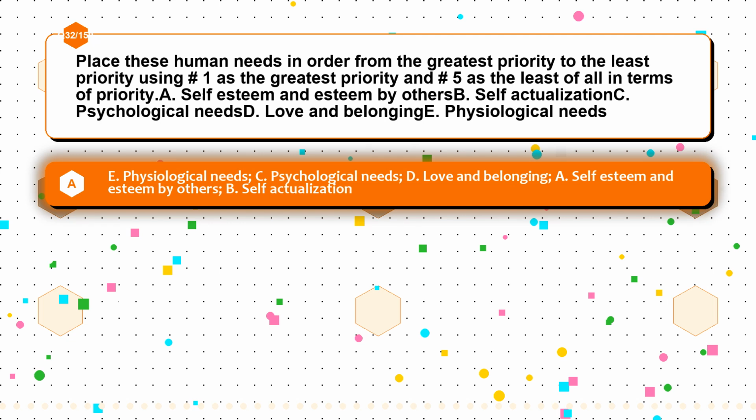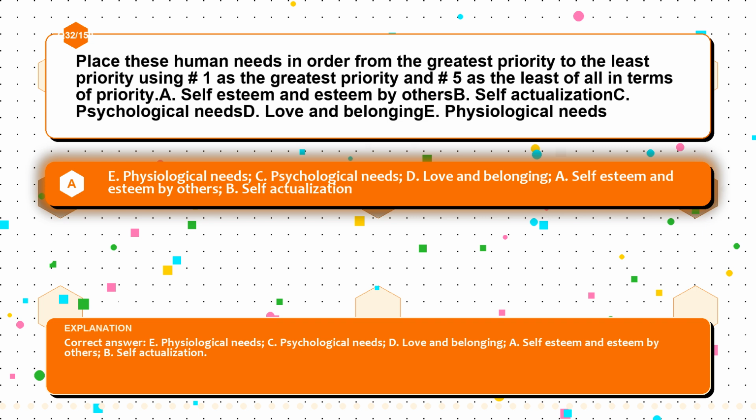E. Physiological needs. C. Psychological needs. D. Love and belonging. A. Self-esteem and esteem by others. B. Self-actualization. Correct answer E. Physiological needs. C. Psychological needs. D. Love and belonging. A. Self-esteem and esteem by others. B. Self-actualization.